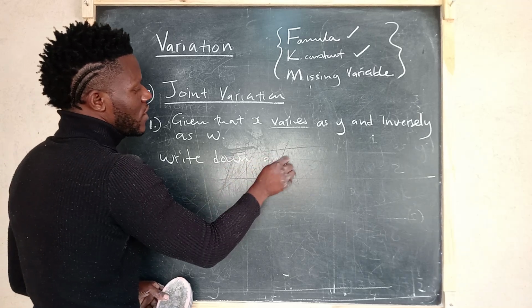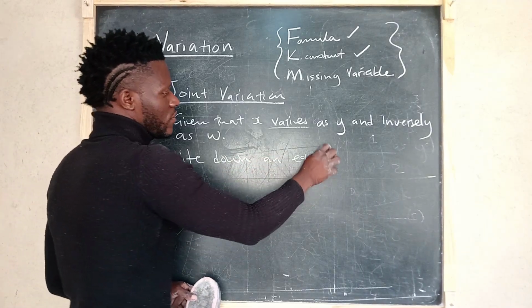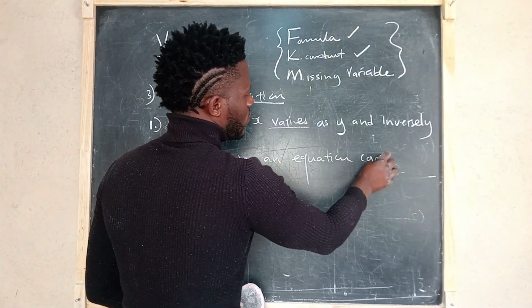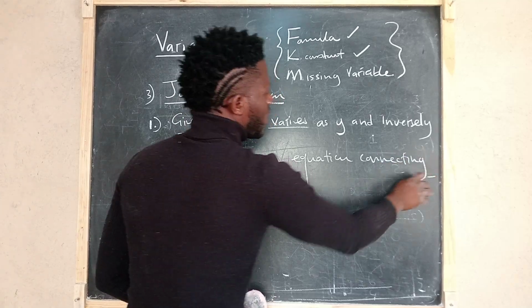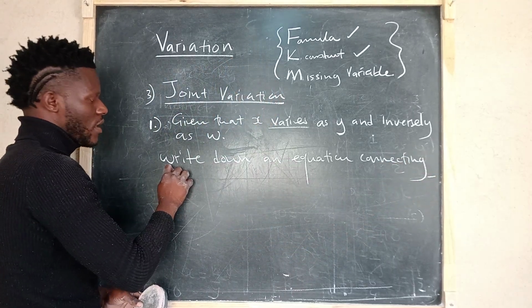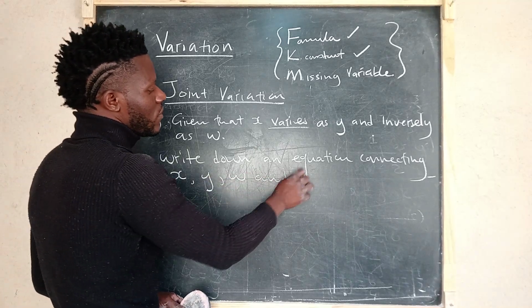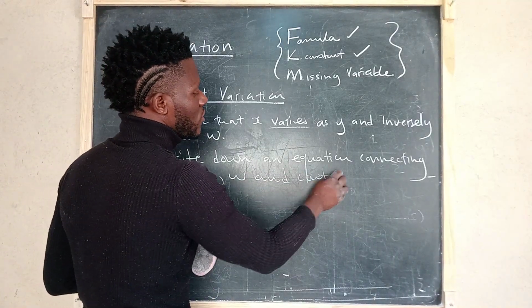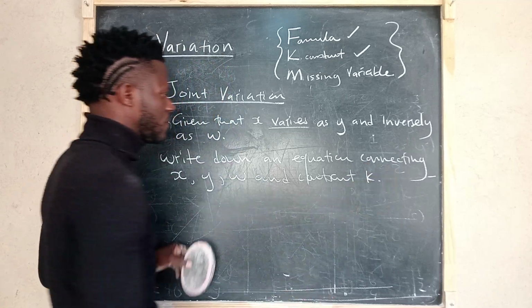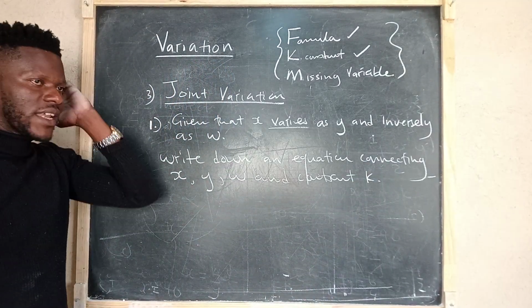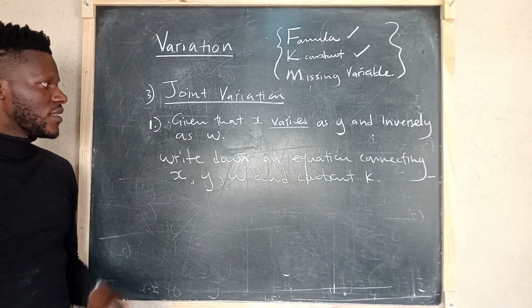write it down in an equation, collecting x, y, w, and constant k. Right. This type of variation is joint.